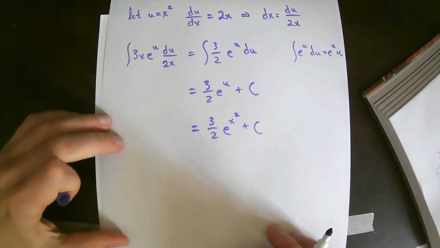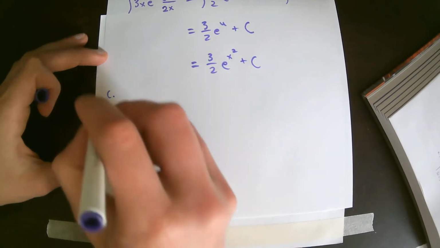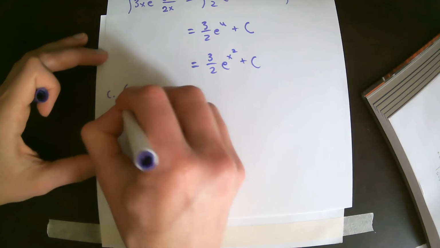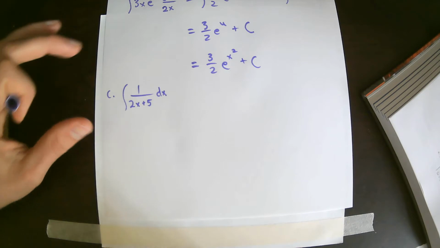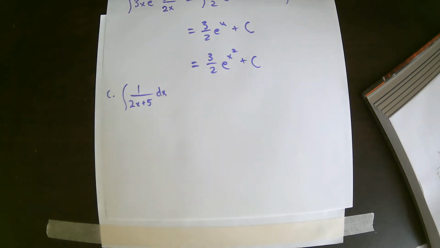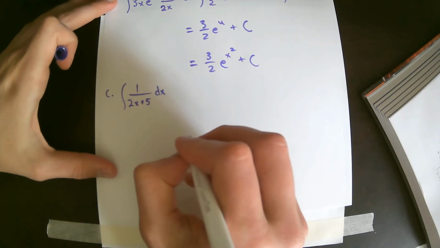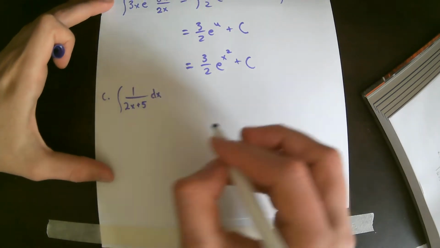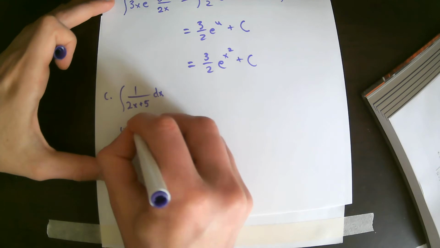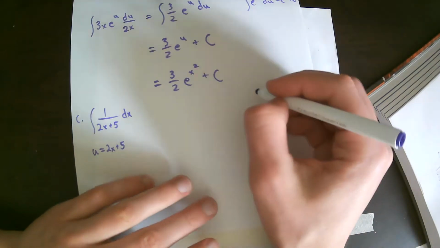Okay. What about part C? It says integral of 1 over (2x plus 5) dx. Okay, not as much going on here. What is the inner function? The inner function is going to be this 2x plus 5, the thing in the denominator. So u is 2x plus 5. So, here's a hint.